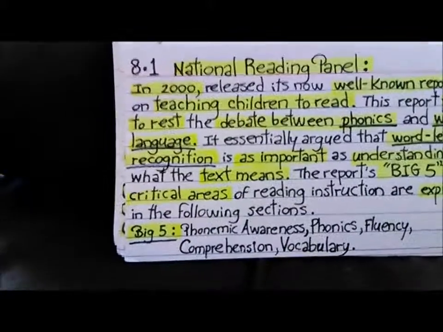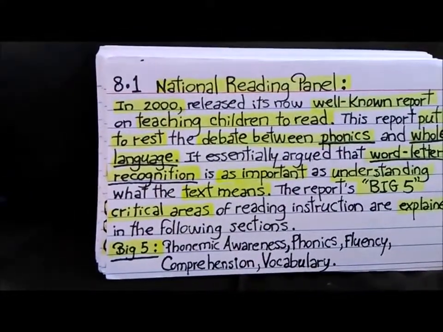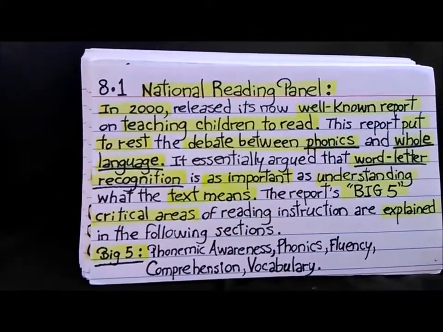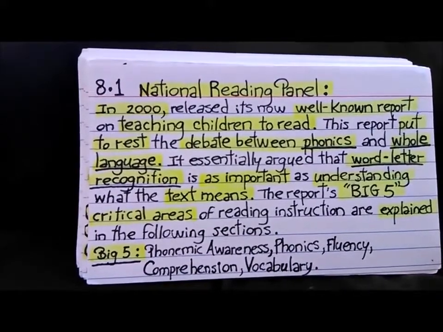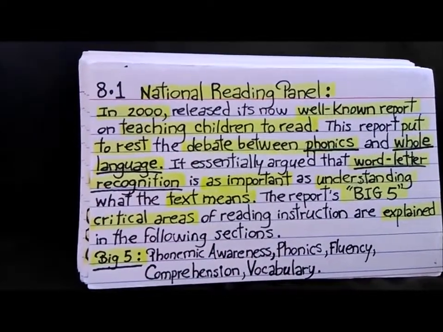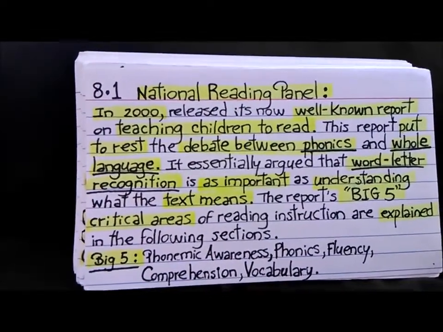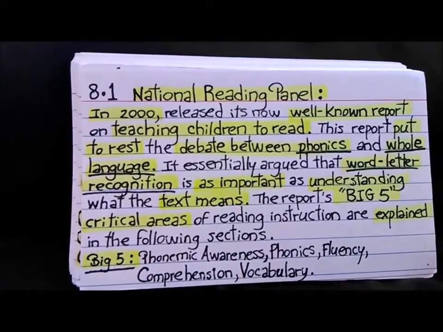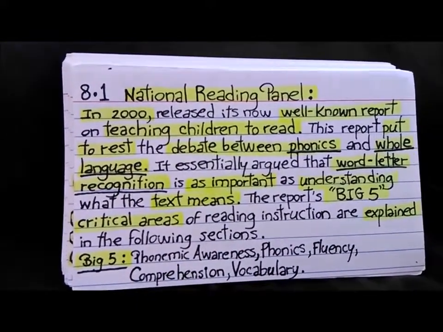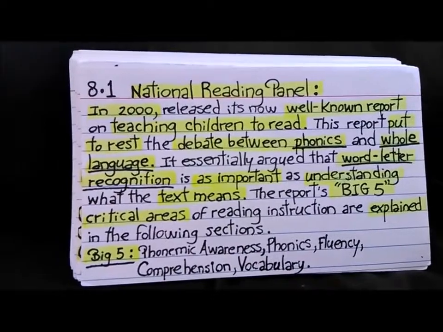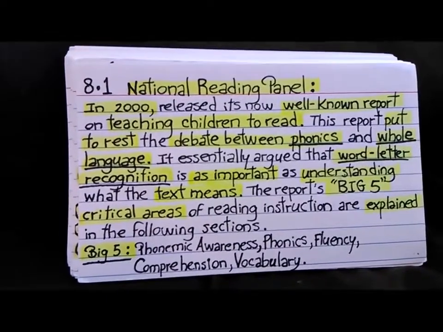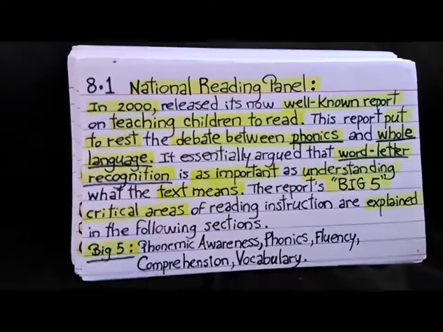And now we start with 8.1, the National Reading Panel. In the year 2000, it released its now well-known report on teaching children to read. This report put to rest the debate between phonics and whole language. It essentially argued that word-letter recognition is as important as understanding what the text means. The report's Big Five critical areas of reading instruction are explained in the following sections.